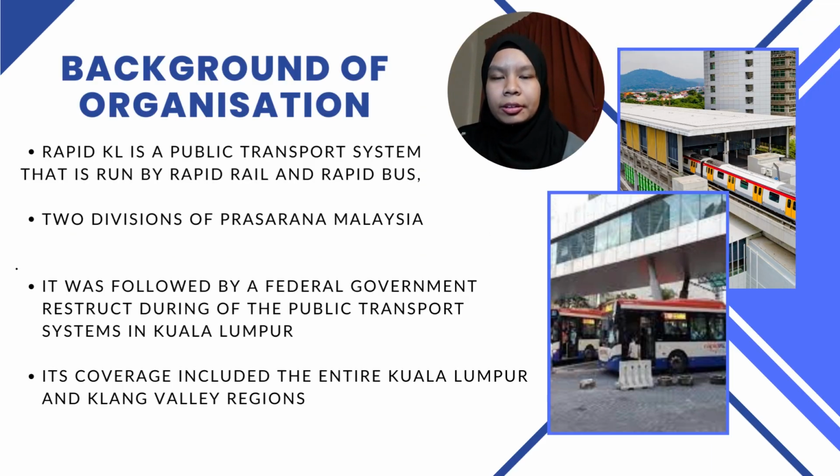Assalamualaikum, my name is Aliah Nadhirah and I will talk about the background of our organization. So, Rapid KL is a public transport system that is run by Rapid Rail and also Rapid Bus. There are two divisions of Prasarana Malaysia. It followed the federal government's restructuring of the public transport systems in Kuala Lumpur. Its coverage included the entire Kuala Lumpur and Klang Valley regions.